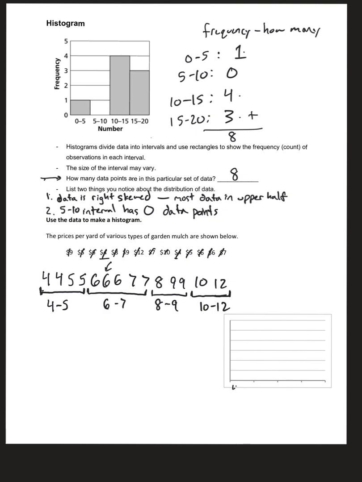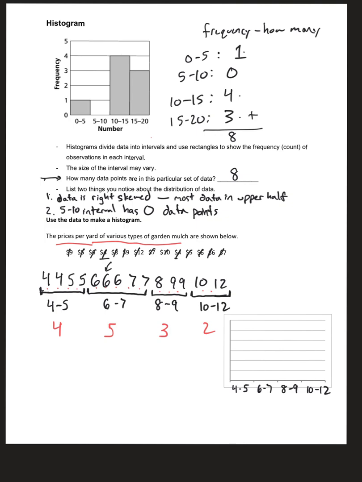Okay, so I'm just going to go ahead and write those at the base of our graph. 4 to 5, 6 to 7, 8 to 9, and 10 to 12. Now the question is, how often do these values occur? Well, in the 4 to 5 range, there's 1, 2, 3, 4 numbers there. So a frequency of 4 in the 4 to 5 prices, right? These are price per yard of garden mulch. So there's 4 different prices in $4 to $5 per yard. And there's 1, 2, 3, 4, 5 different prices in 6 to 7, 3 different prices in 8 to 9, and 2 different prices in 10 to 12.